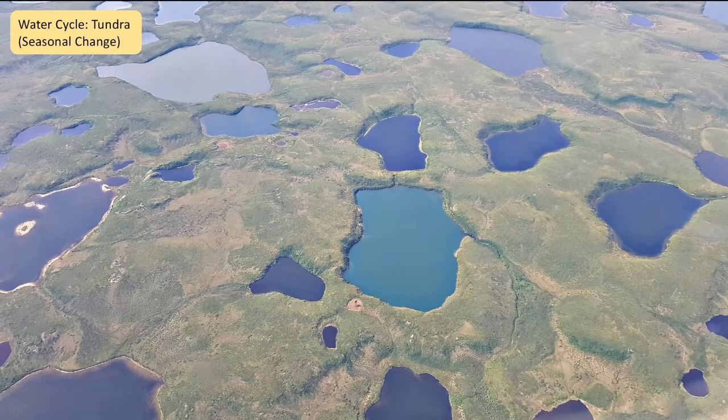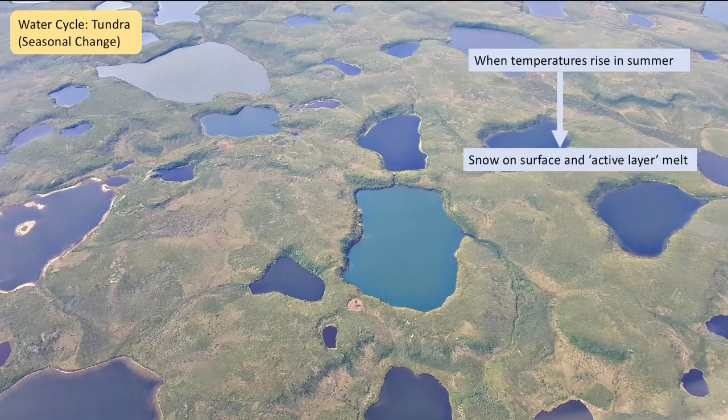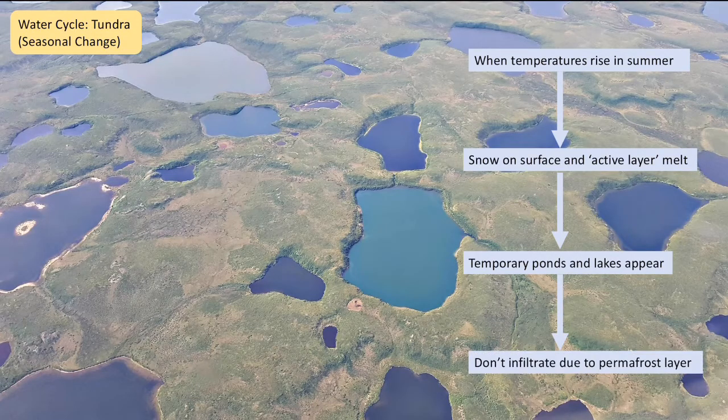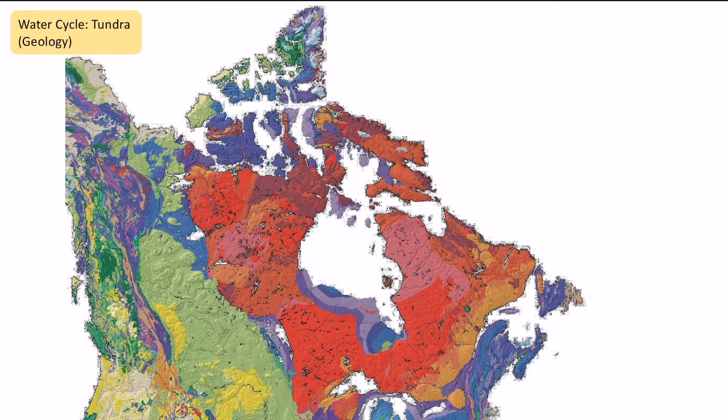Here's an example of those pools of water. When the temperatures rise, the snow on the surface and active layer starts to melt. It turns into these ponds and lakes, which you get thousands of. And as I said before, it doesn't infiltrate because that permafrost layer below the active layer remains frozen for the entire year. Another factor that plays into how the water cycle acts is geology.